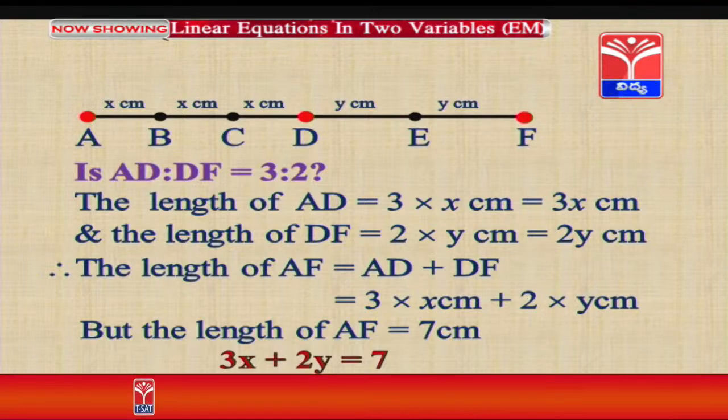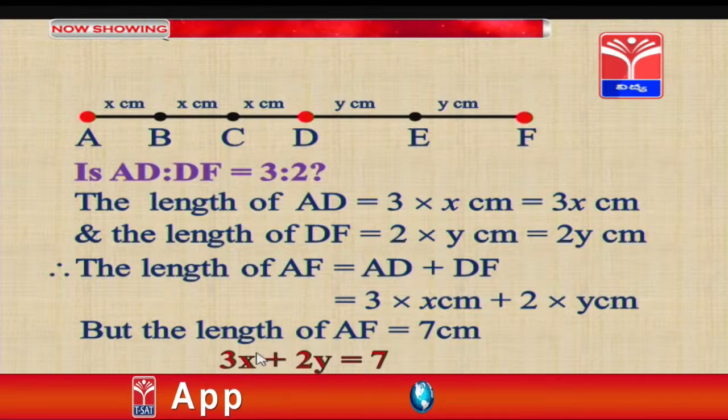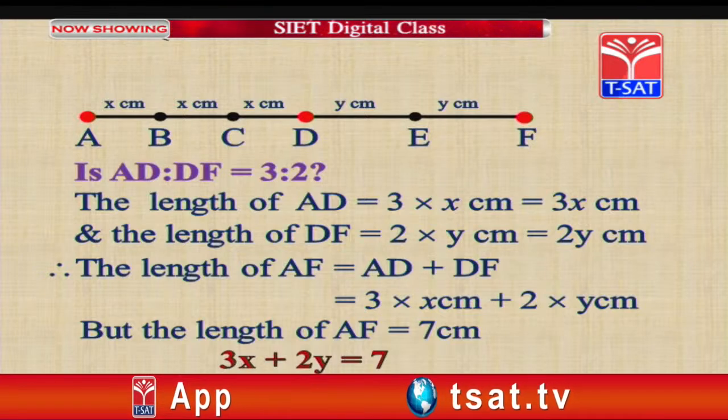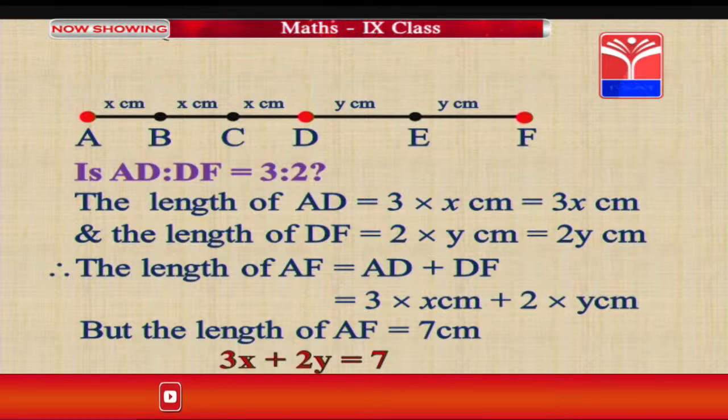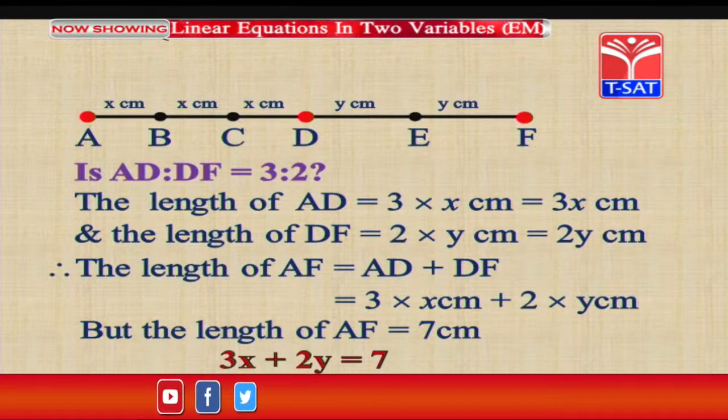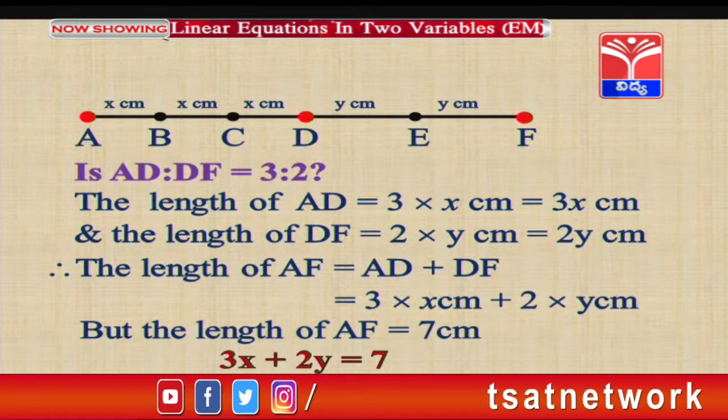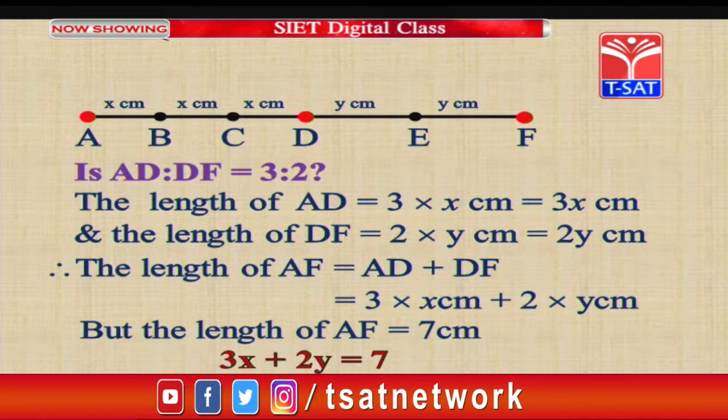Now, please see, the power of each and every variable that we are able to see here is 1. That means, if the degree of any equation or polynomial is 1, you will be calling it a linear equation.